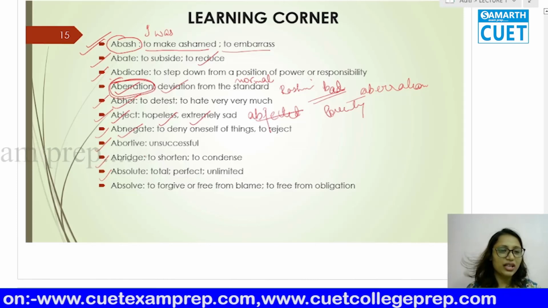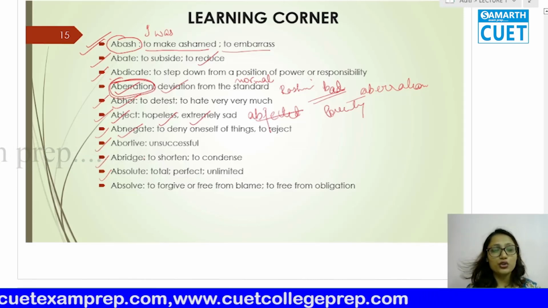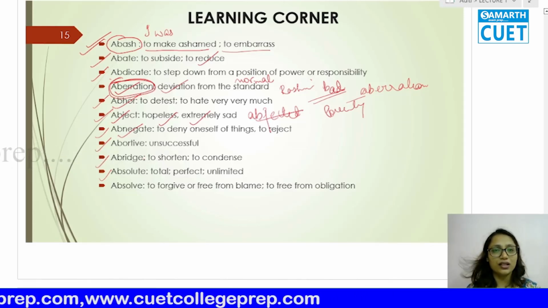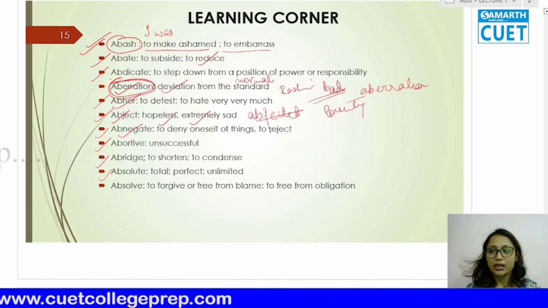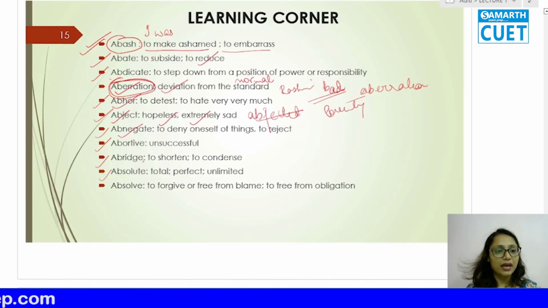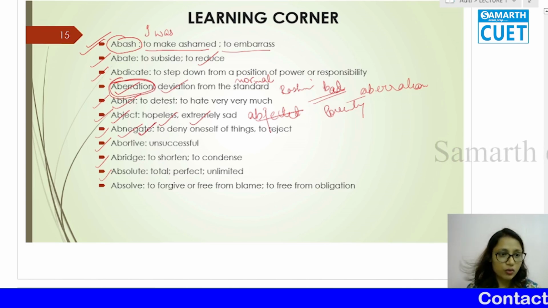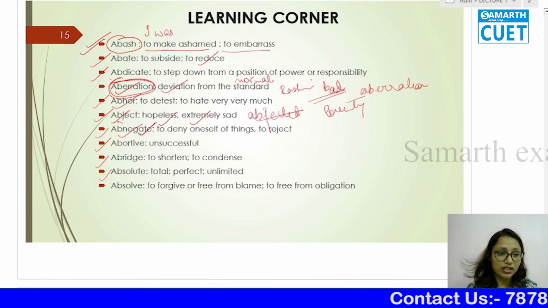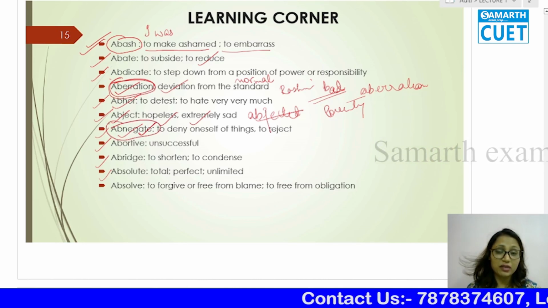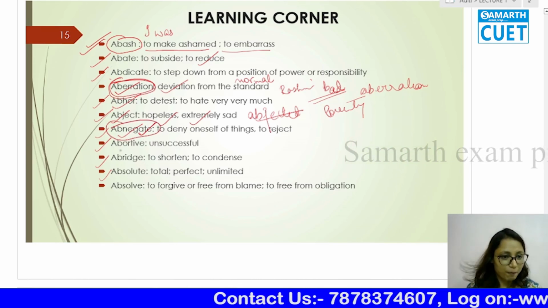Abnegate means to deny oneself of things, यानी कि कुछ चीज छोड़ देना, renounce कर देना. I'm abnegating smoking. That means I have given up smoking. I don't smoke, but this is an example. I wanted to give a very useful example. Anybody of you smoke, quit it.